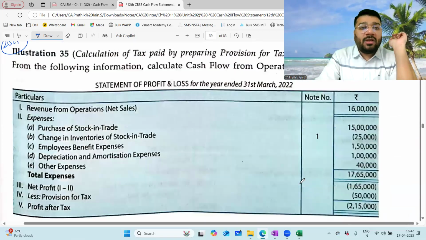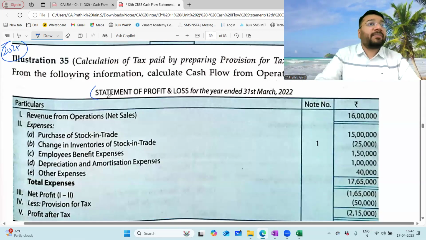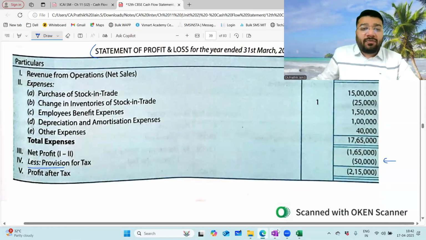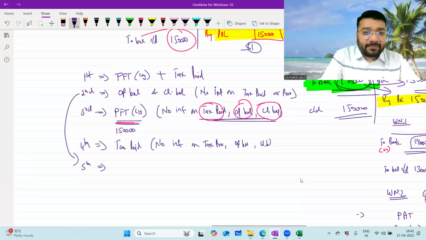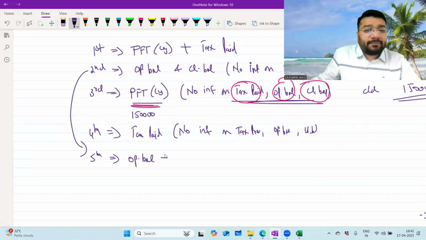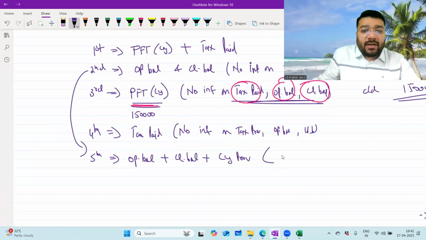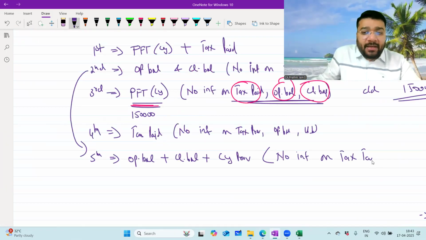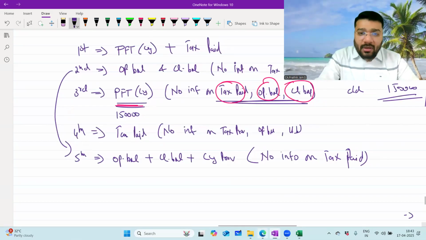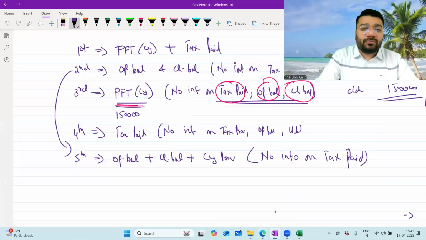Now, if you come to the statement of P&L, they have given you the statement of P&L. In that, you have the provision for tax of the current year, how much? 50,000 is the provision for tax of the current year. So, what information is given? Opening balance is given, closing balance is given, current year provision is given. What is not given? No info on tax paid to the bank. It's a different scenario. Now, please tell me, what am I supposed to do?